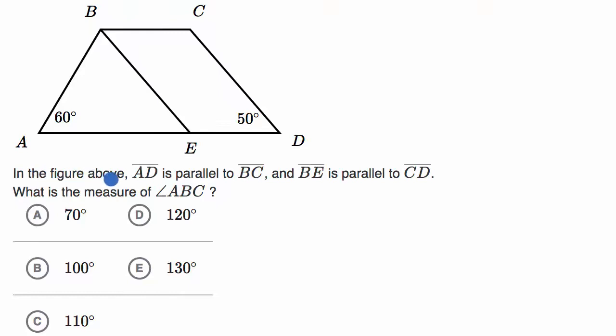In the figure above, segment AD is parallel to segment BC. So AD is parallel to BC, so we could put little parallel symbols right over here. And BE, right over here, is parallel to CD. So these two are parallel to each other. What is the measure of angle ABC? Angle ABC. So that is this angle right over there.